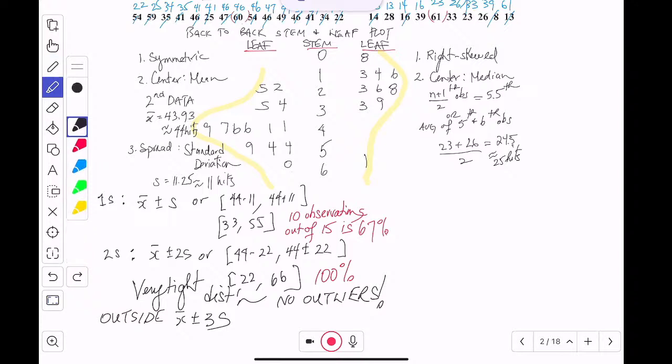I made a stray line here. I gotta erase it. Oh no, that's a 1. That's not a straight line. So funny. Okay.